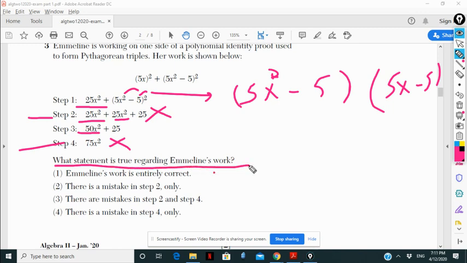Emmeline's work is entirely correct. No, because I found steps 2 and 4 are incorrect. Step 2 only is a mistake. No, because she also made a mistake by adding unlike terms. There are mistakes in steps 2 and 4. That's correct.